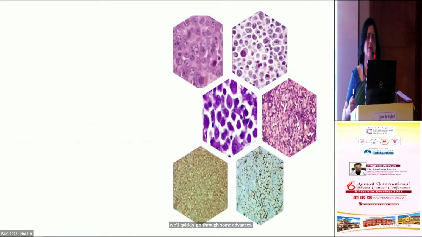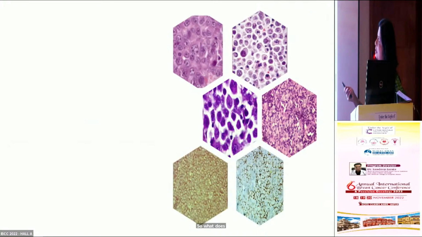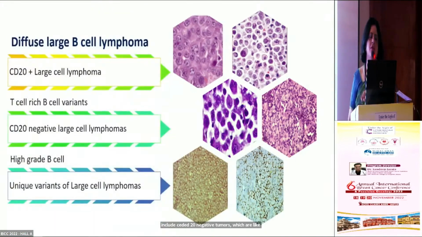So what does diffuse large B-cell lymphoma mean? It means large cells that are CD20 positive, but we also include CD20 negative tumors, like plasmablastic and immunoblastic lymphomas, in this category. We also include T-cell rich B-cell lymphomas, and some unique variants of DLBCL like MYC/IRF4 rearranged DLBCL and Burkitt-like with 11q aberration.